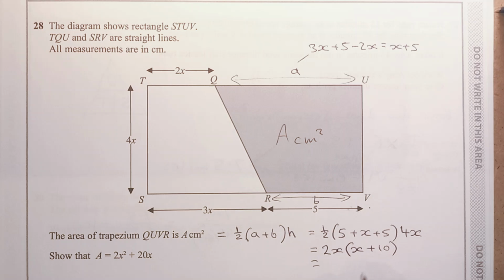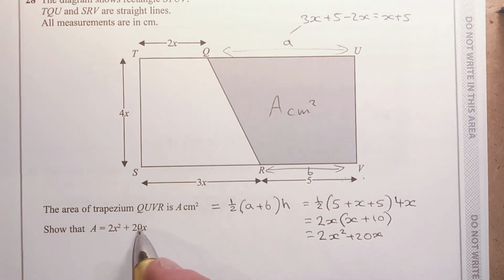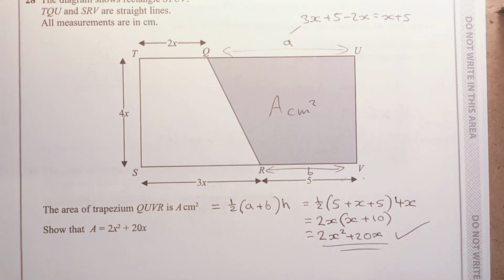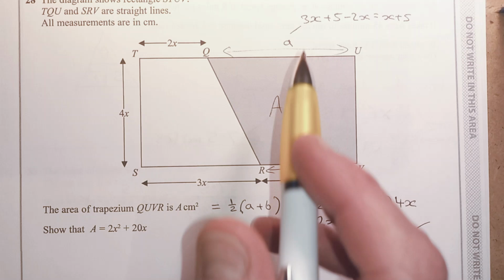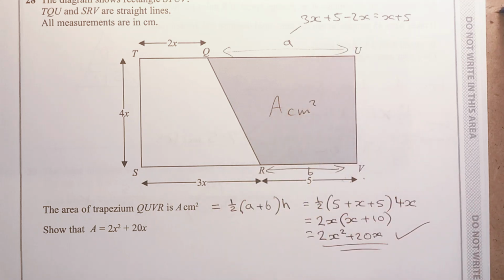So if we multiply out the brackets, we've got 2x times x, which is 2x squared, and 2x times 10, well, 2 times 10 is 20, times x is just 20x. So this is equal to this. Done. Okay, so that was worth 3 marks. It looks scary. What you're trying to do is you need to know your formula, and then substitute your values in with a little bit of algebraic manipulation.